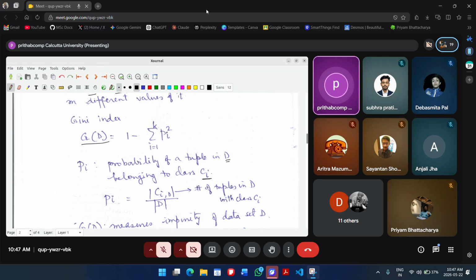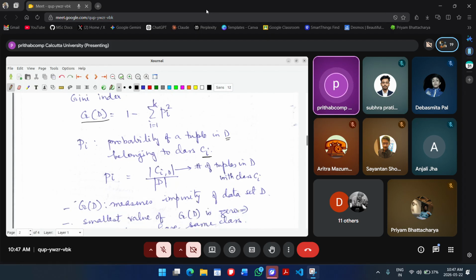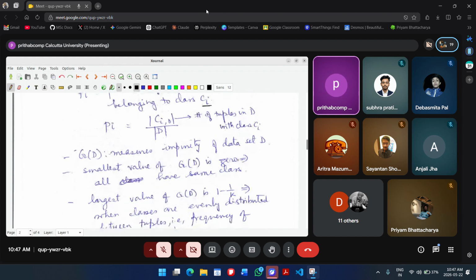In other words, pi can be represented as the number of tuples in D with class Ci, divided by the cardinality of the data set D. What it essentially means is it measures a kind of impurity of the data set. Impurity in the sense that I want everything to belong to the same class.